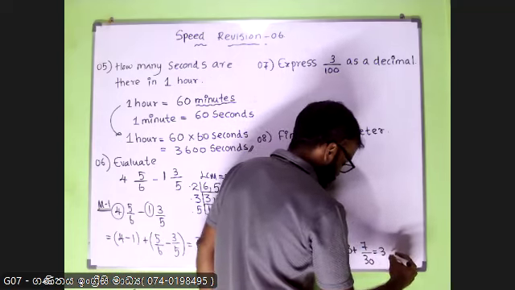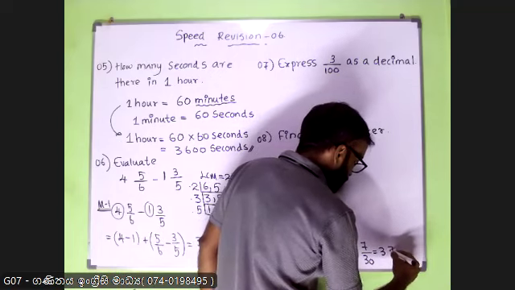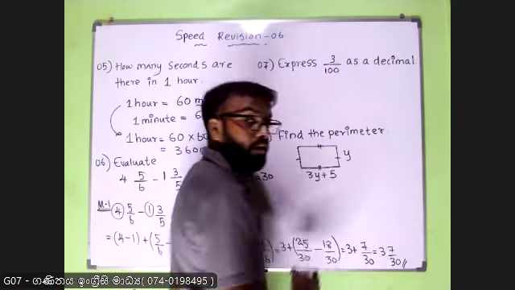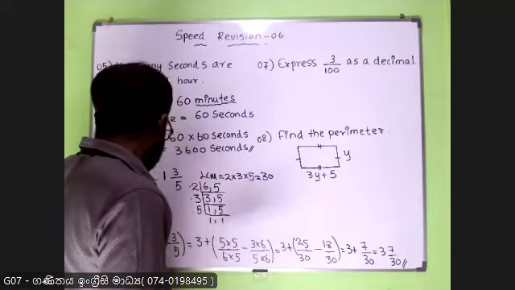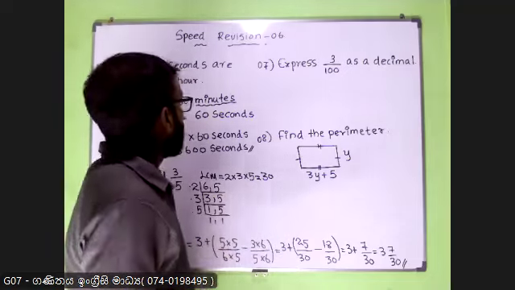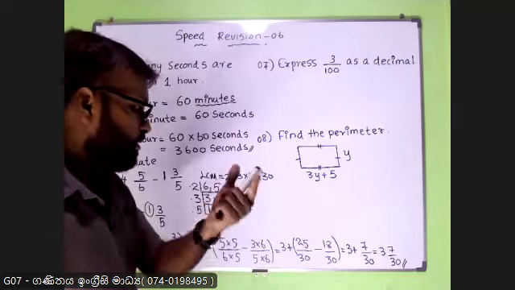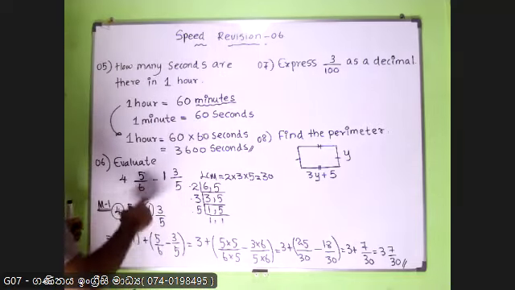3 and 7 upon 30. This method 1 is somewhat slow. Now I am going to tell you how to do it using method 2.